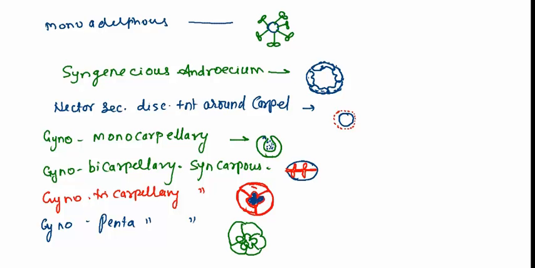This is the gynoecium having pentacarpellary ovary, and all the ovaries are fused. Because all the ovaries are fused, it is called syncarpous condition. This condition is syncarpous condition, and it is represented like this. This is the floral arrangement or floral representation.